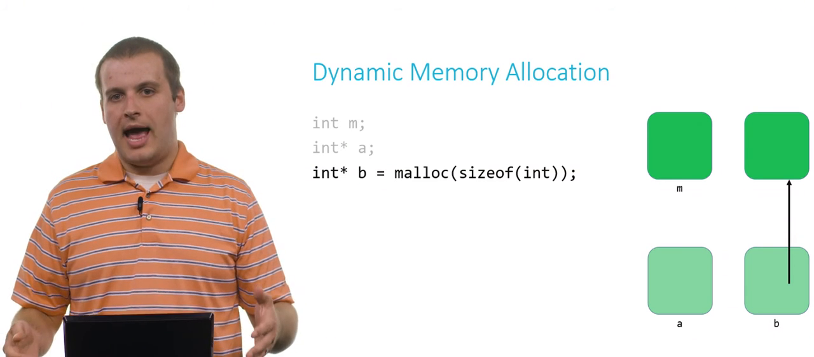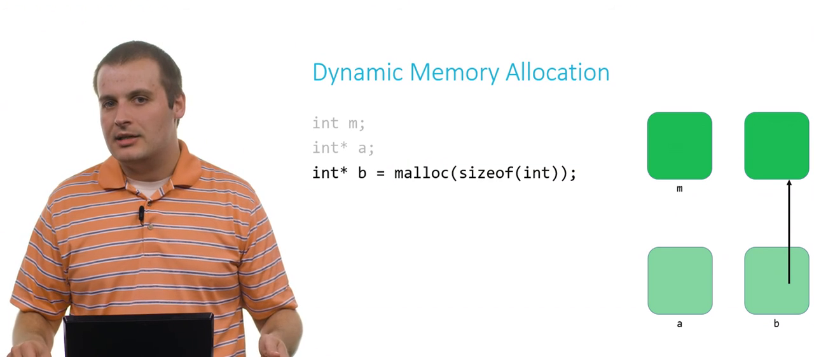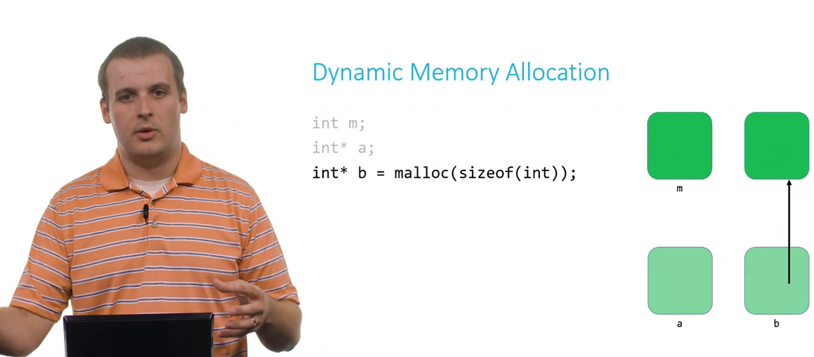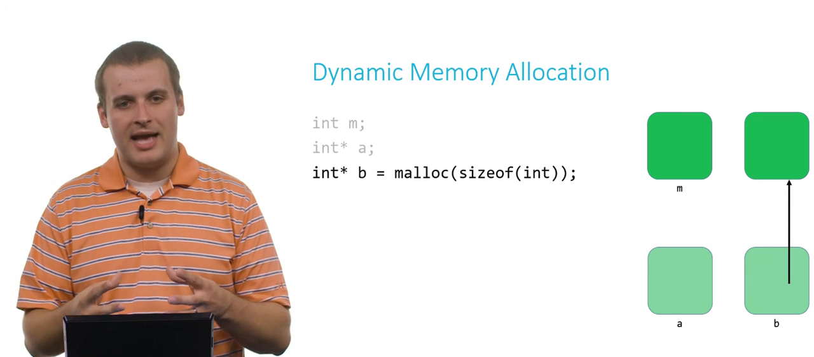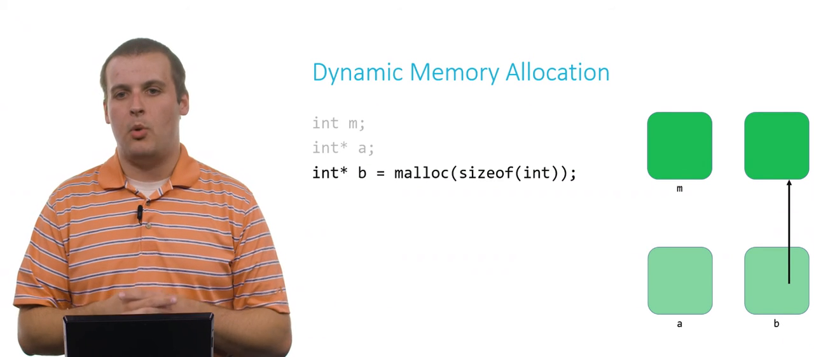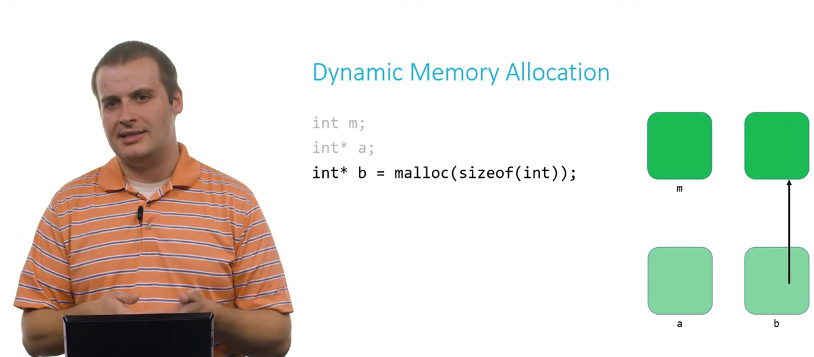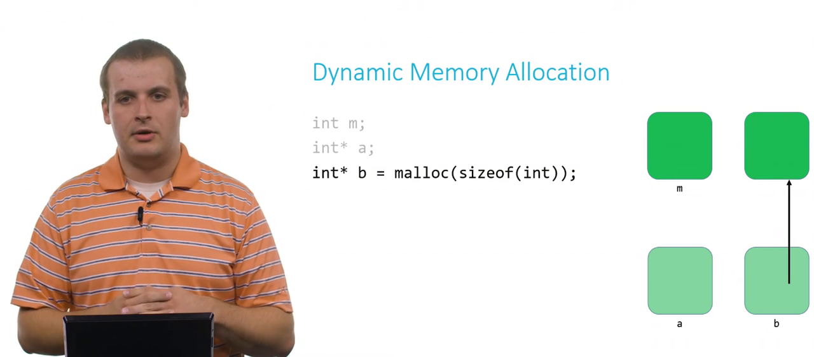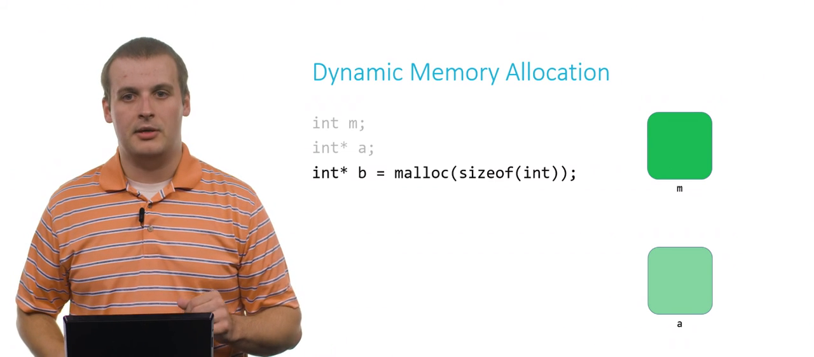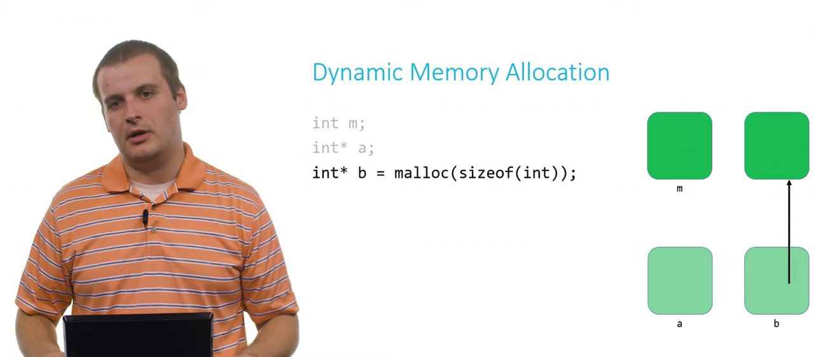But b has a name. It's a pointer variable called b. That lives on the stack. So it's a piece of memory that points to another one. b contains the address of that block of memory. It doesn't have a name otherwise, but it points to it. So when we say int star b equals malloc size of int, that arrow, what popped up on the right side there, that whole thing, is what happens. All of that happens in that single line of code.